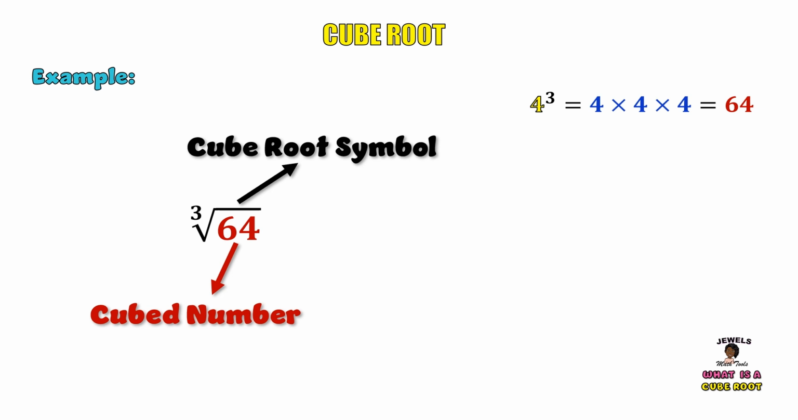So as a result, our cube root will equal 4 because this is the number that, when raised to the power of 3, got 64 as its cube number.